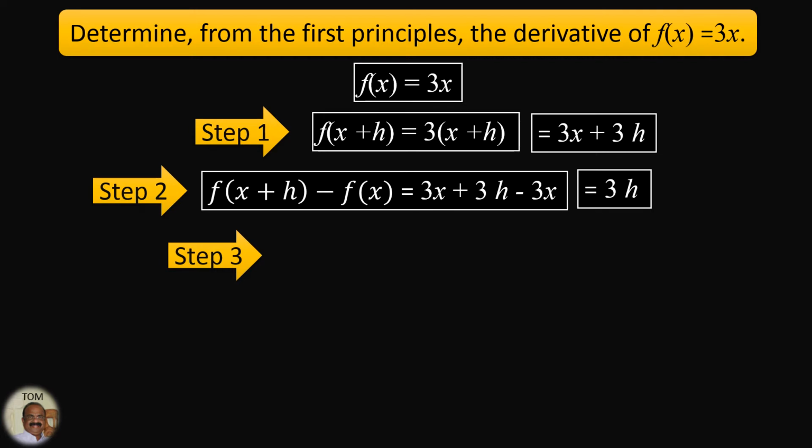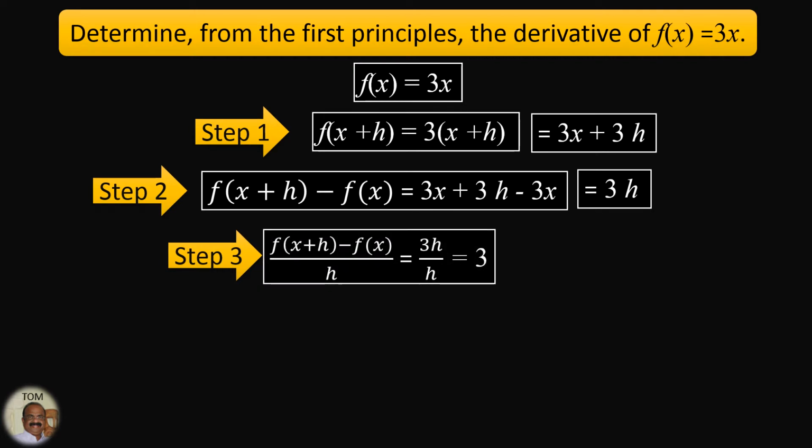Step 3. Look at that. We divide the left hand side by h. So we have to divide the right hand side. 3h over h, which gives us 3. That is our step 3.